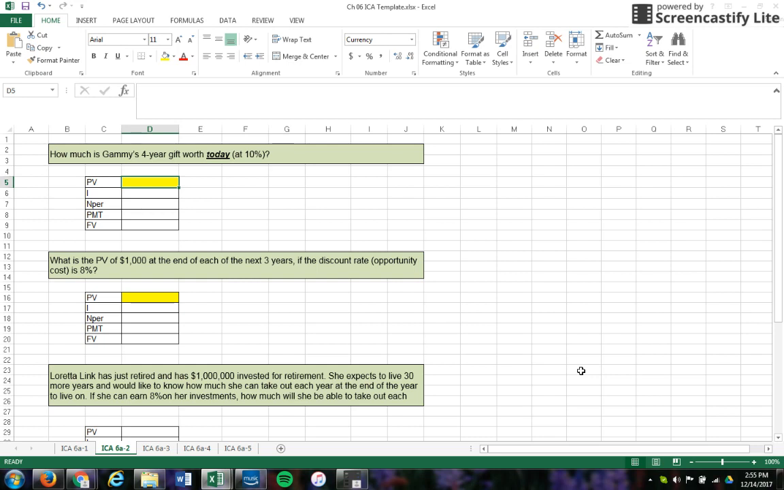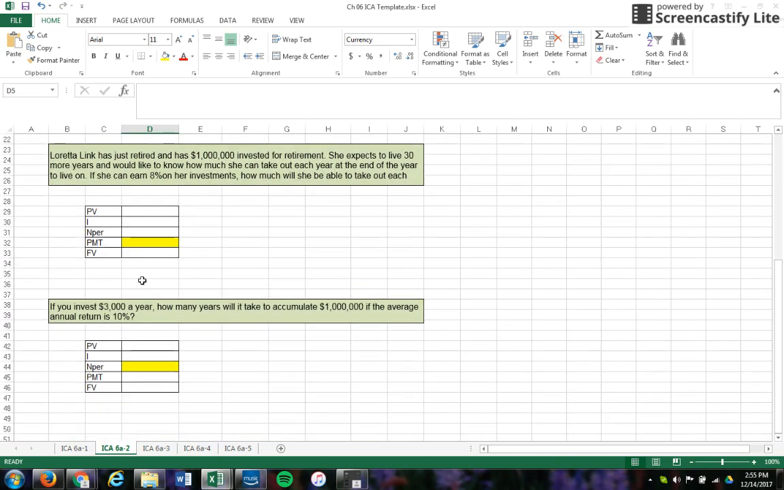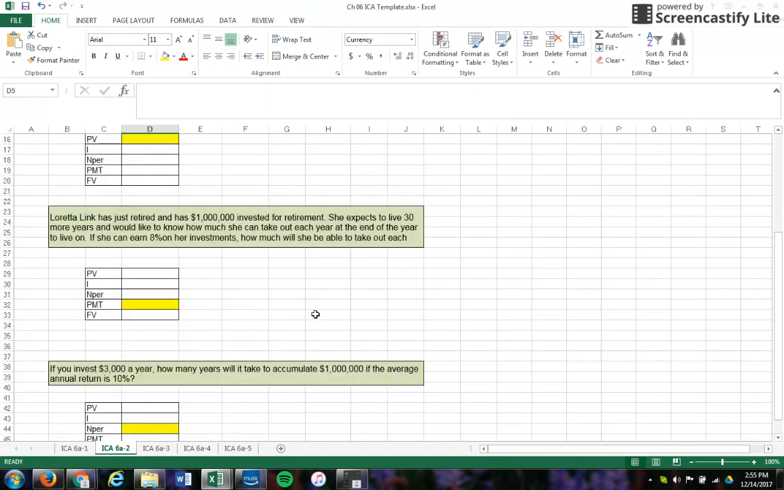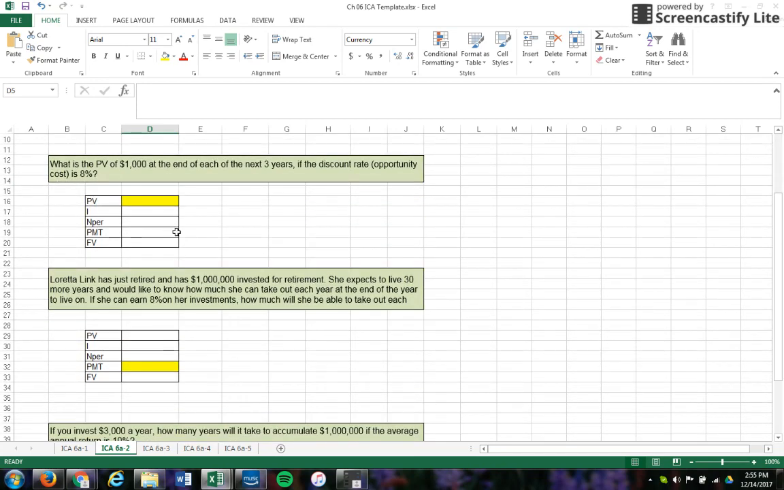We are working on practice problem 6-2, and we're going to look at present value of an annuity, as well as calculating the annuity payment, and then also the number of periods. In ICA 61, you calculated the present value of annuities, the future value of annuities, and then also the rate. So we're going to look at present value, number of periods, and payment calculation. We'll start with the second one, third one, fourth one, and let you do the first one as you go back.